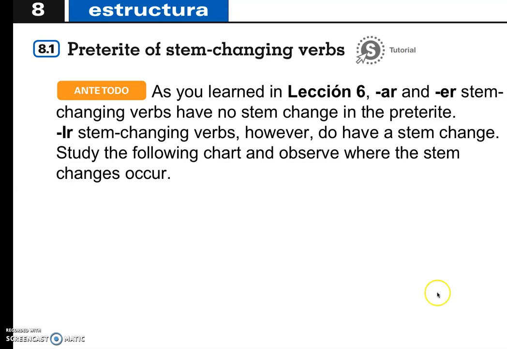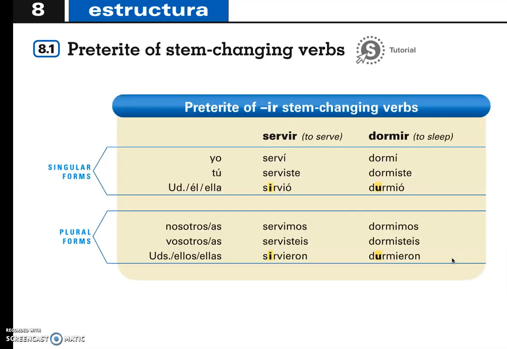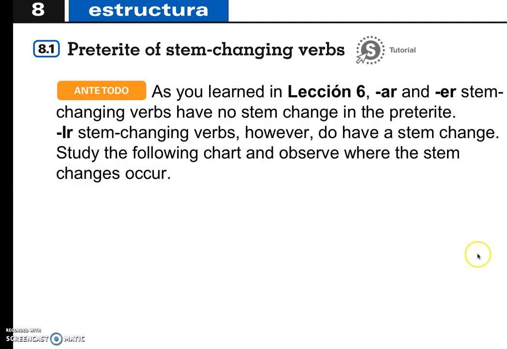274. If you want to follow along, okay? So let's go through this PowerPoint. Today we're talking about preterite of stem changing verbs. So we'll go back to this first slide.